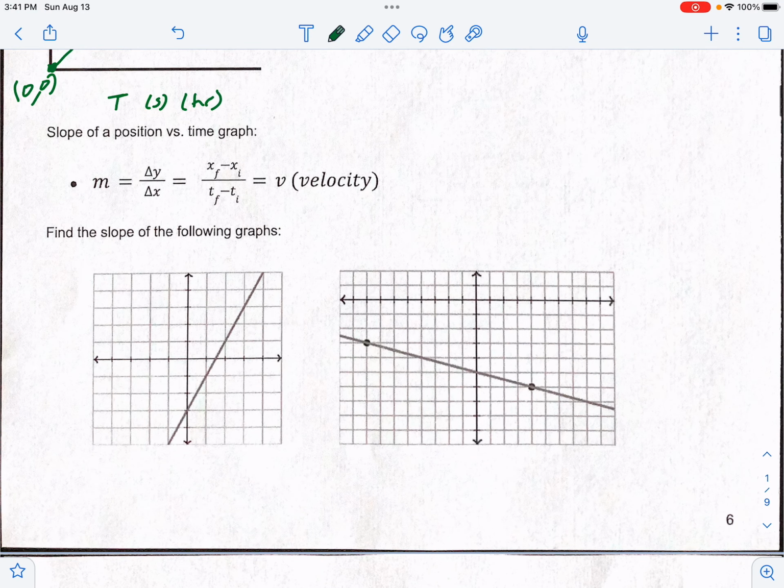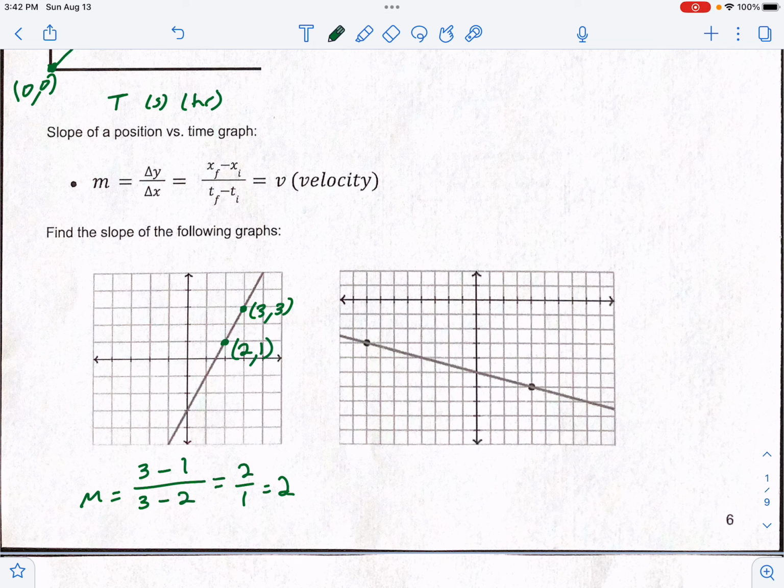Okay, so this was just more practice on finding slope. I used points (3, 3) right here, and you could use any points you want to. And I used points (2, 1). So if I do m equals y2 minus y1, my y2 would be 3, minus y1, which would be 1, over my x2, which is 3, minus my x1, which is 2. That's going to give me 2 over 1, which is 2.